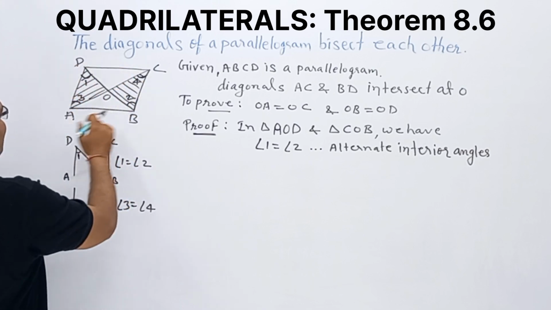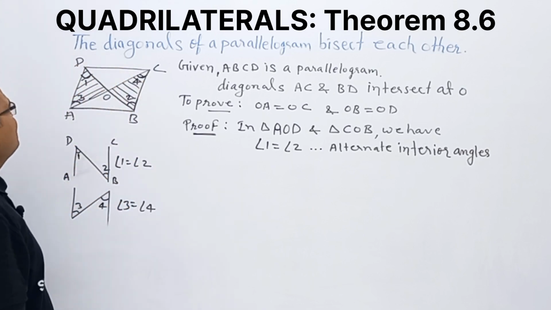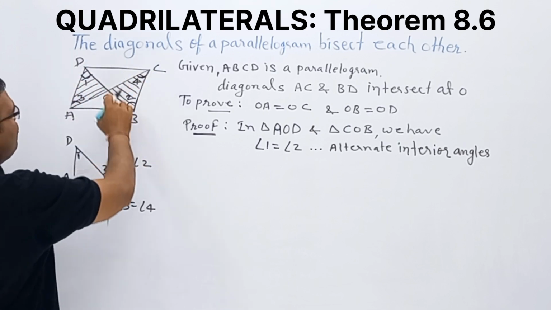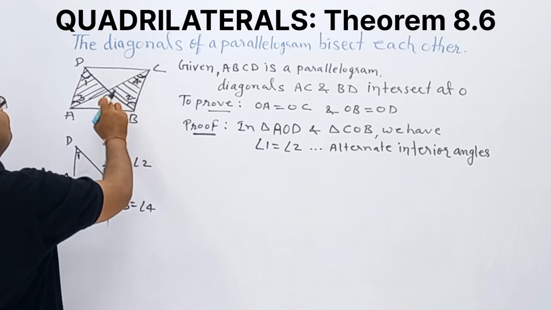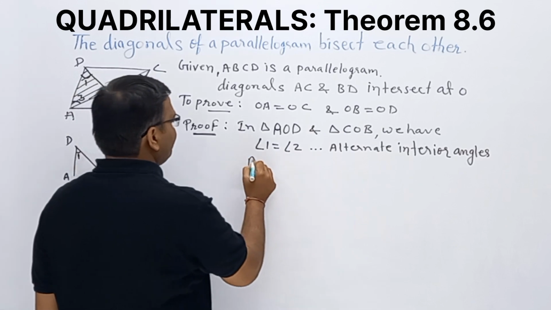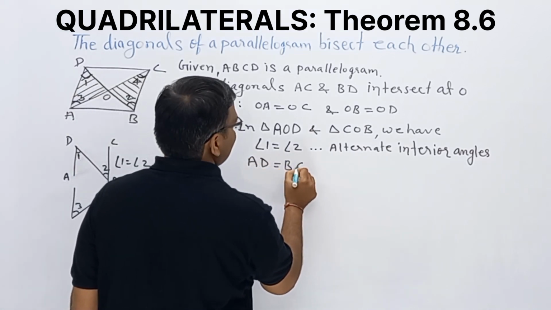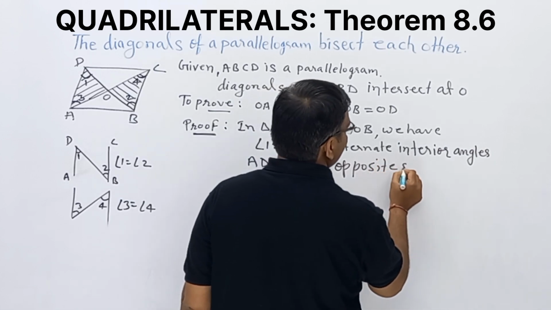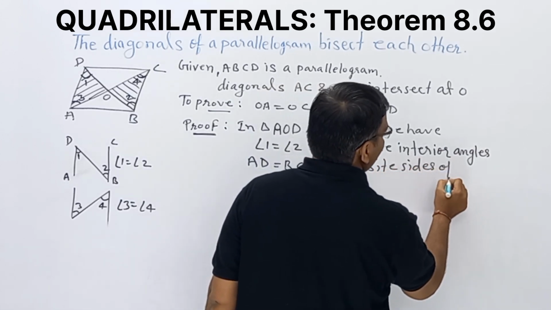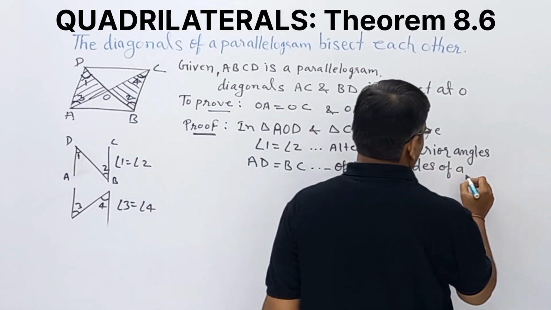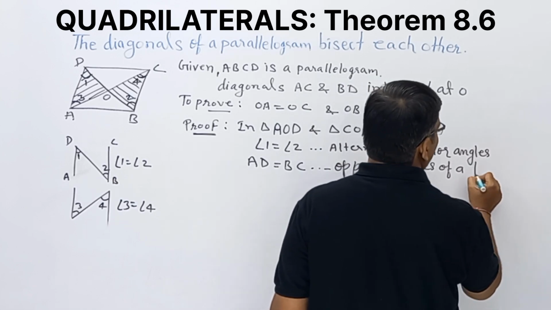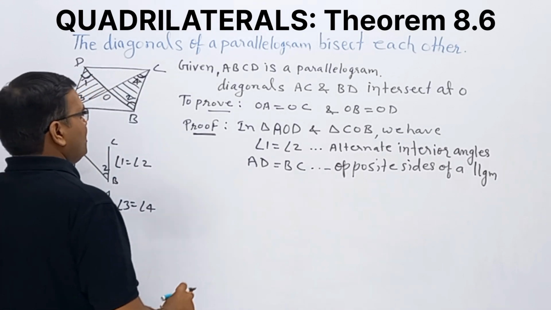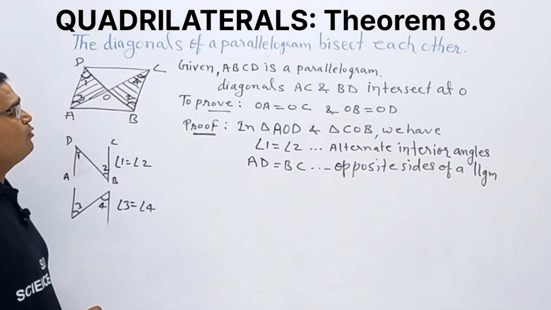And this is a parallelogram, and in a parallelogram opposite sides are equal. So AD of triangle AOD will be equal to BC of triangle COB. So we can say AD equals BC. Why? Opposite sides of a parallelogram. Clear?